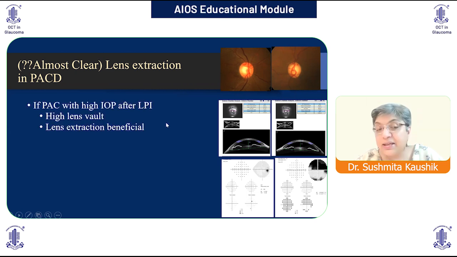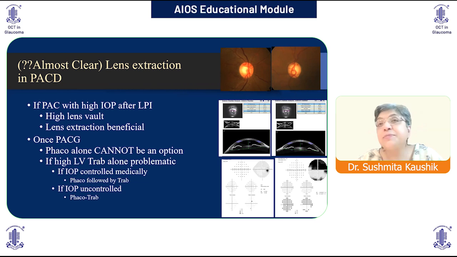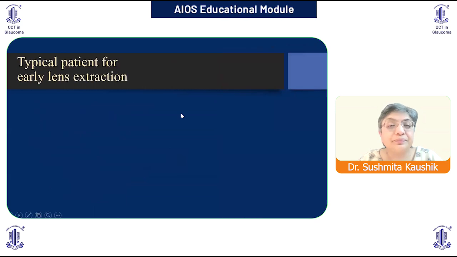So this was PACG with a high IOP after LPI, high lens vault, and lens extraction would be beneficial for him. Once it's PACG, remember, phaco alone cannot be an option. If there's a high lens vault, a trab alone would be very problematic, because if you're going to increase outflow, all that lens-iris diaphragm is going to move forward, and you're going to be in trouble. So if the intraocular pressure is controlled medically, one would do a phaco followed by a trab, and if the IOP is uncontrolled, you would do a phaco-trab. But an AS-OCT would give you an idea as to whether the phaco surgery would really be beneficial or not.